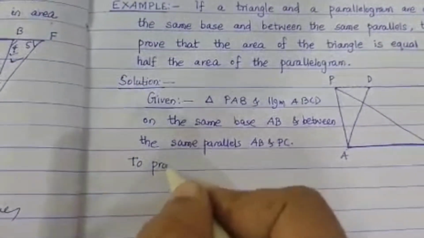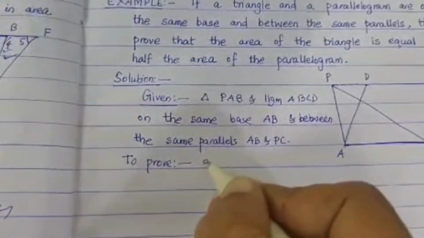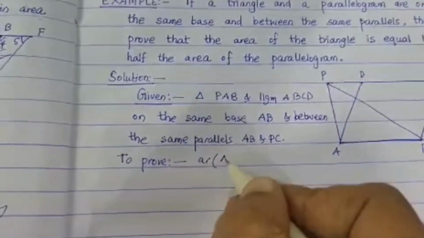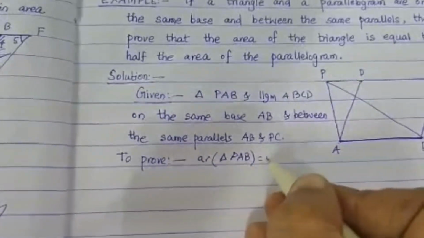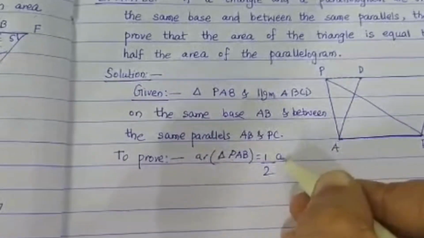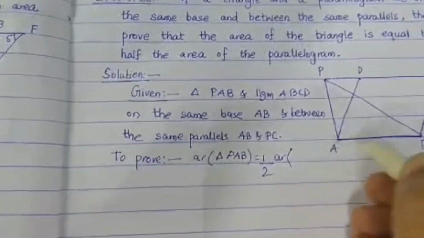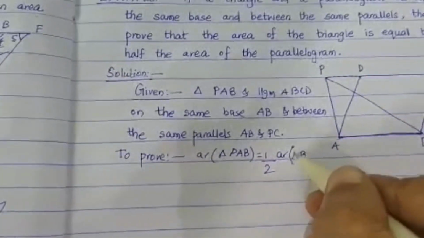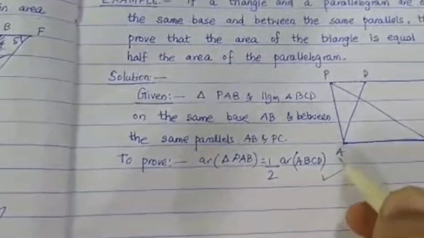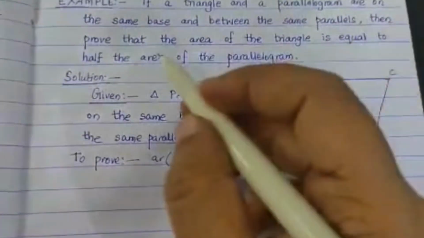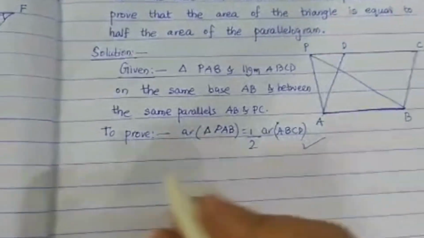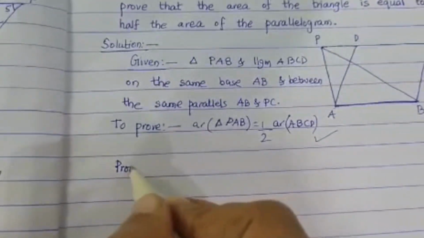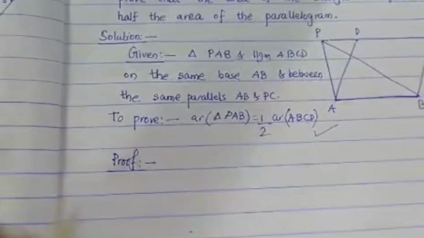Now we want to prove area of triangle PAB is equal to half of area of parallelogram ABCD. This is what we want to prove, because we have to prove that the area of the triangle is equal to half the area of the parallelogram. This is what we want to prove. Now let's prove it. See the proof.